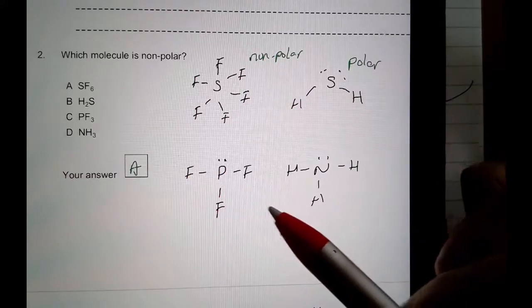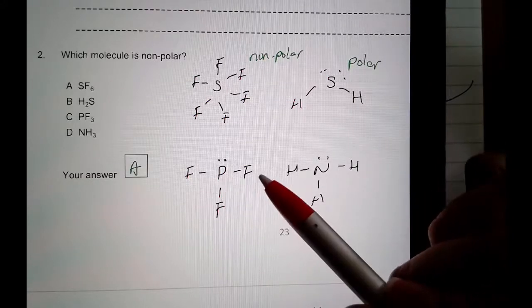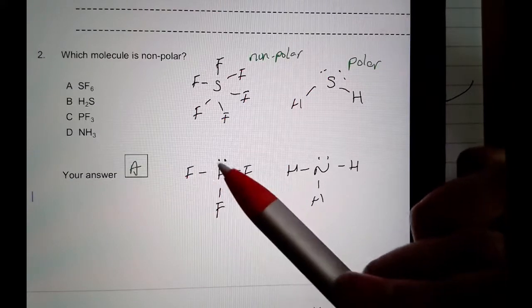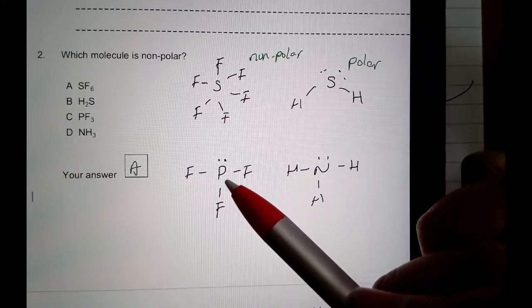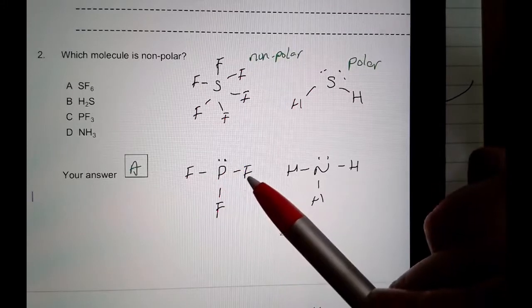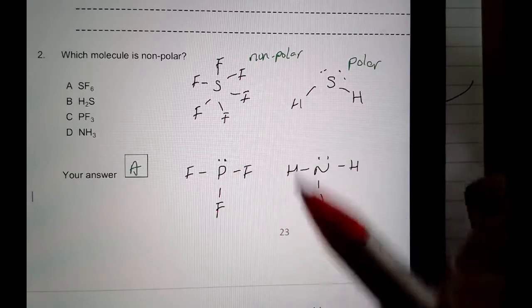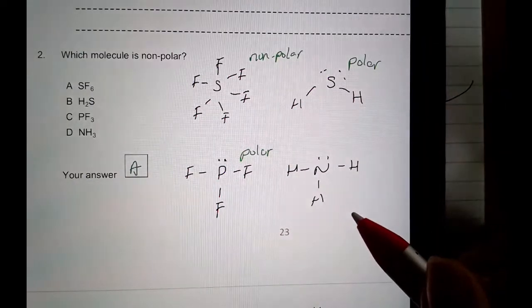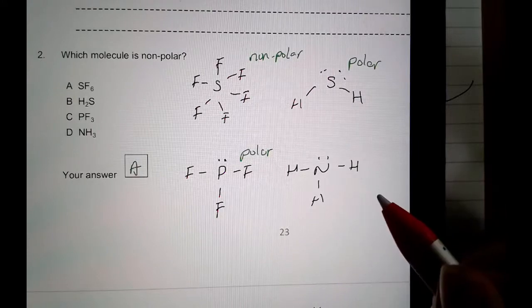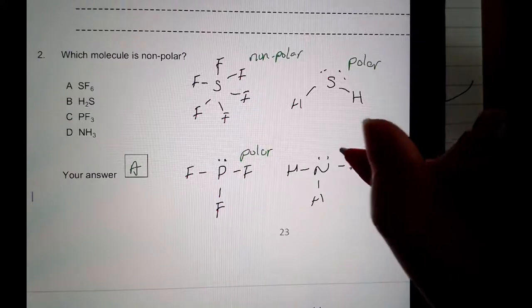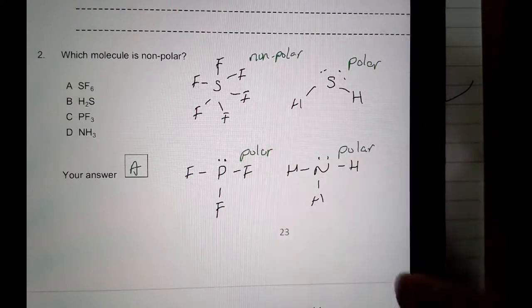PF3, again, I've got polar bonds. There is a difference between phosphorus and fluorine. I've got polar bonds. Do I have symmetry? I've got 3 bond pairs and 1 lone pair. The shape would be pyramidal. Pyramidal is not a symmetrical shape. So yes, I've got polar bonds, but no, I do not have symmetry. The dipoles do not cancel, and overall it is polar. The next one's going to be the same. I've got polar bonds. It's trigonal pyramidal, which is not symmetrical. The dipoles don't cancel, and it is polar. So my first instinct of A is correct.